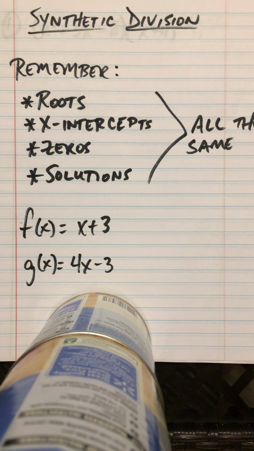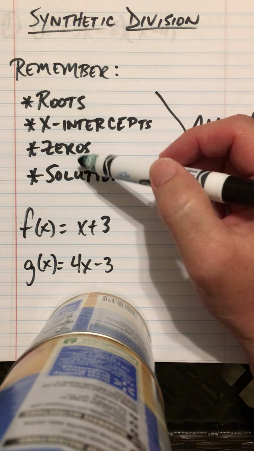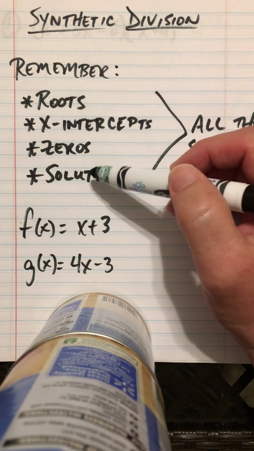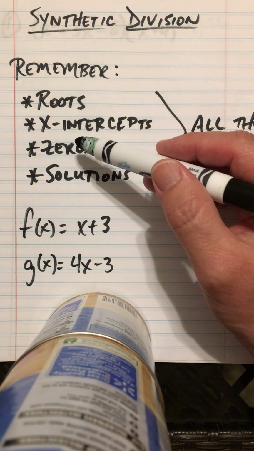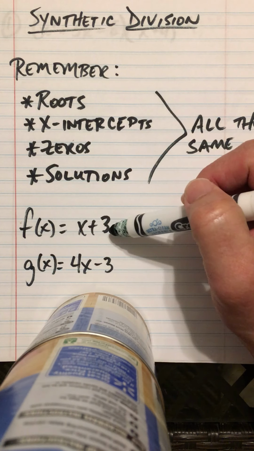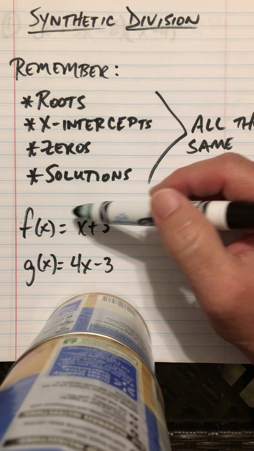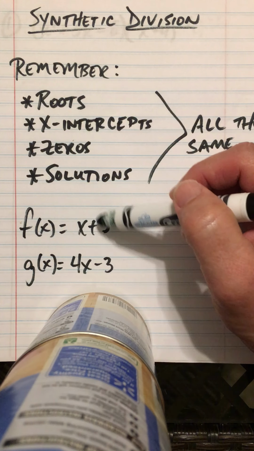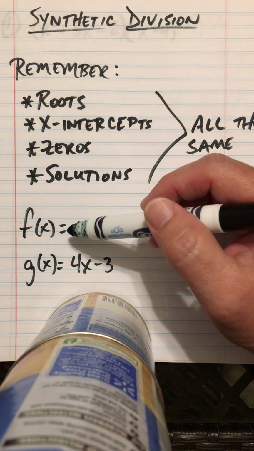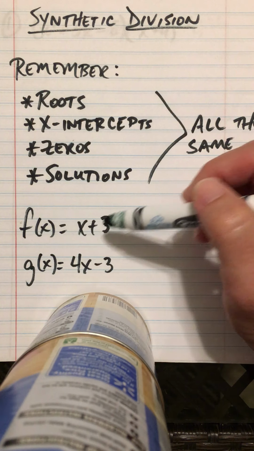Before we get into it, just want to remind you of some of the words and terminology we're going to be using interchangeably. Remember that roots, x-intercepts, zeros, and solutions all mean the same thing. So when we say those words, just know it's all the same thing. It just means you put a zero where the y is and solve. So if I ask you for the root of this polynomial, you'd put a zero on that side and move the plus 3 over, it'd be a negative 3. So the root of this is negative 3.